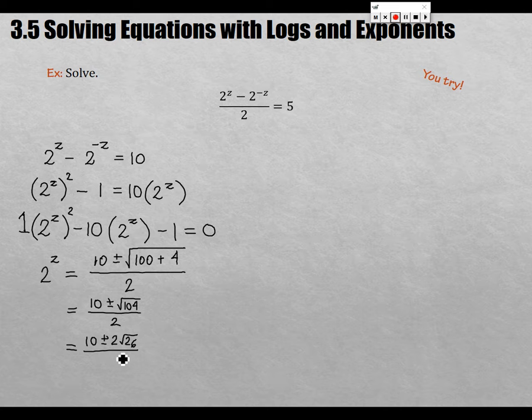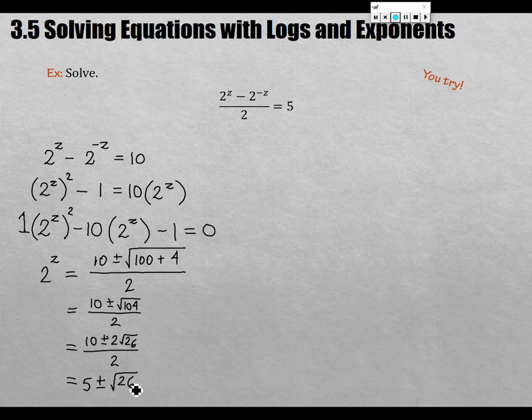Wait, how do you do that? Simplify radicals. I've never done that. Well, with 104, you look for perfect squares and divide them out. 10 doesn't divide into 104. 4 does. 104 is 4 times 26. So that's the square root of 4, and the 2 goes to the outside. So what do we get here? 5 plus or minus 2 root 26. So we got 2 root 26 divided by 2.